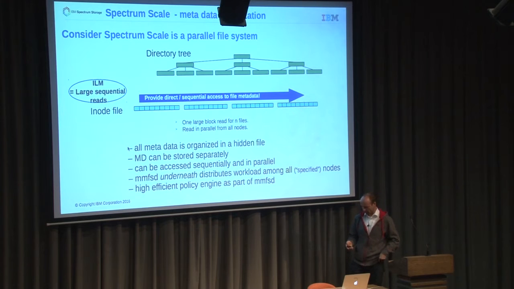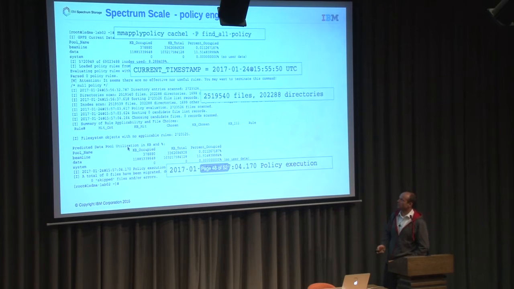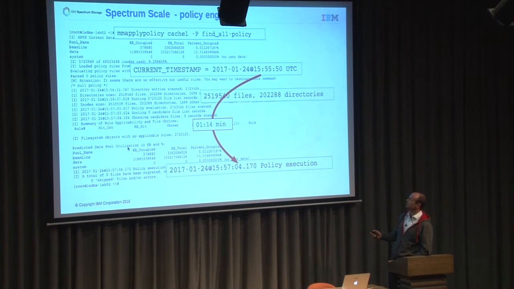That's our approach, and I have a little demonstration here. I have time for this. During regular operation, that's the DESY file system in Hamburg, I kicked off a policy run. I highlighted a little bit because it's hard to read. I kicked off the policy, just find all files. That's the starting time, that's the end time. That means 1 minute for 2.5 million files and 200,000 directories, as I said, during normal operation. So this is something you can expect.